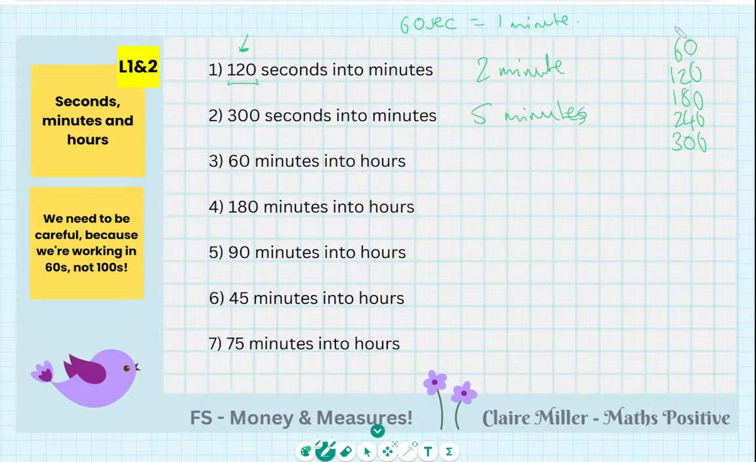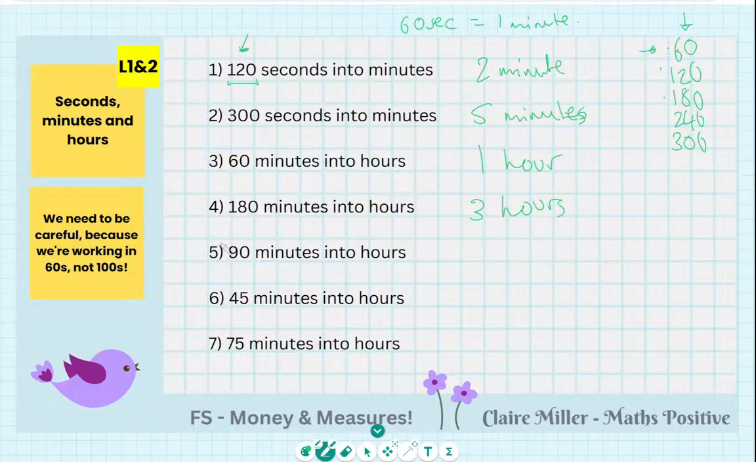Make sense? And you can use exactly the same list there, exactly the same multiples, the multiples of 60, for turning minutes into hours. 60 minutes into hours, that's 1 hour, isn't it? It's one lot of 60. 180, 1, 2, 3, that's 3 hours.